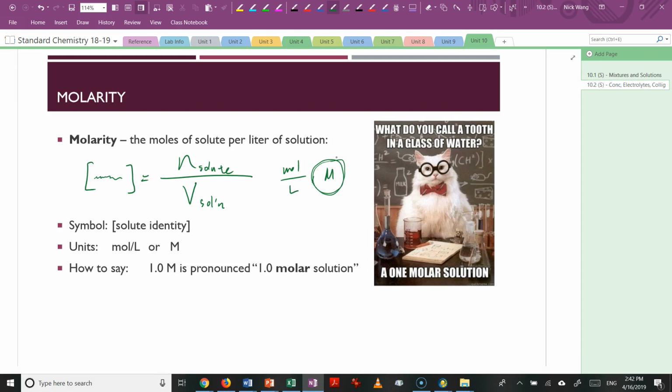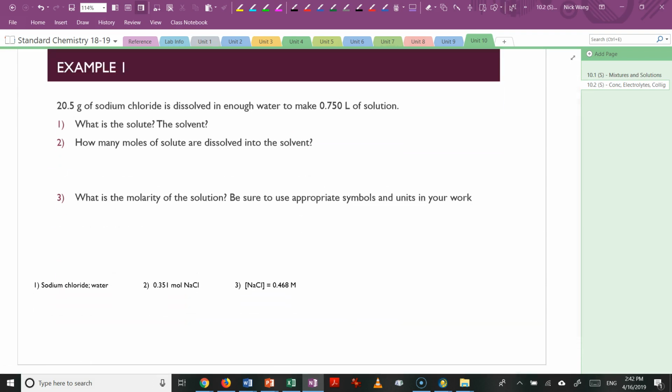Finally, how to pronounce these concentrations. 1.0 capital M, you would just say 1.0 molar solution. Of course, if you look on the right there, a little chemistry cat joke for you. Enjoy. All right, let's talk about how this works.